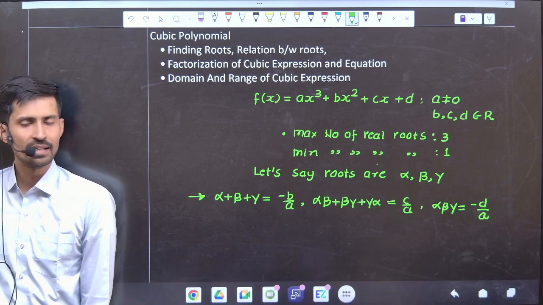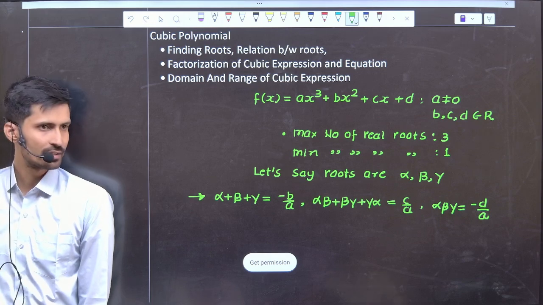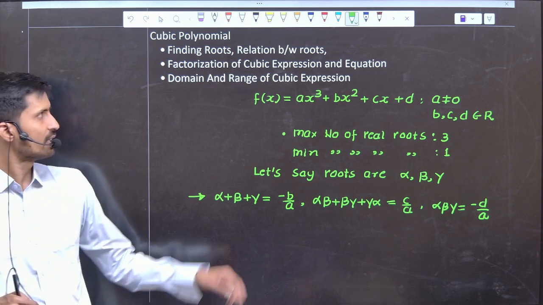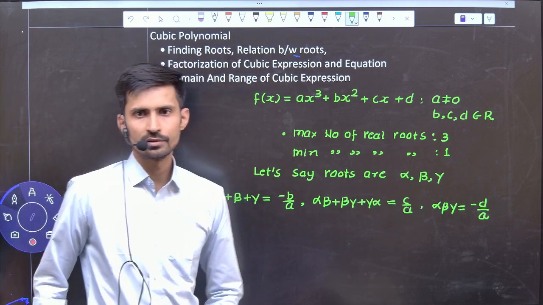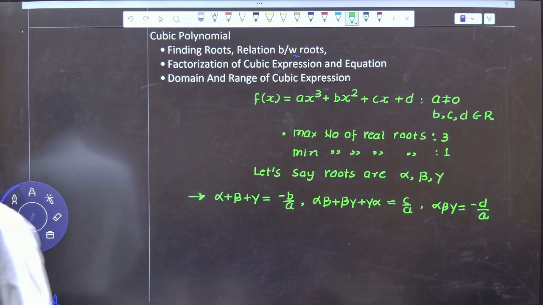So this is relation between roots. This topic you can see, relation between roots. This is relation between roots. Okay.